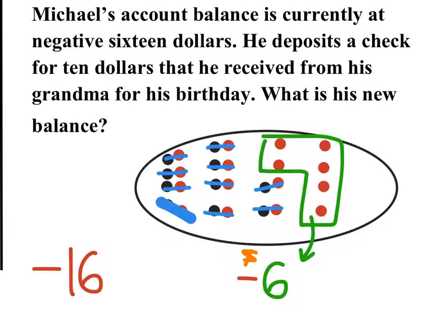But then he deposits the check for $10. So we're going to take 10 positives. And yes, we are adding these together in order to get this negative $6 right there. So this would be the math expression for it. We've shown the answer with the label. Right now, his balance, he would still owe the bank, or someone, I guess, $6 at this point.